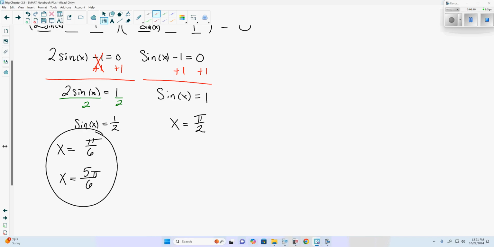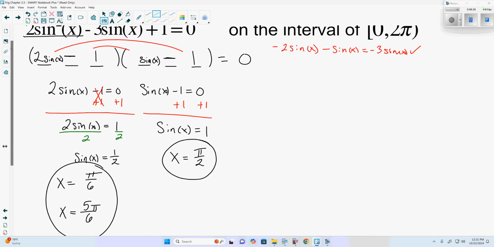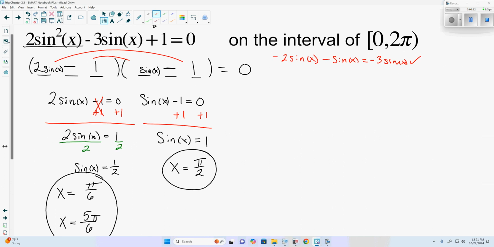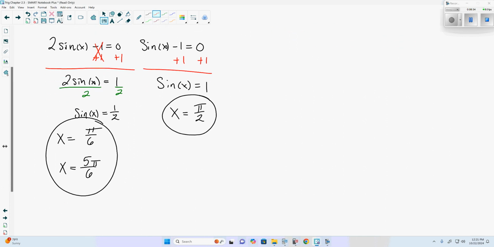Because the other spot is actually not positive 1, but negative 1, 3 pi over 2. So pi over 2 is the only angle that works for this here. Now, one other thing, it did tell us that the interval is 0 to 2 pi, because all that means is that we're just looking between 0 and 2 pi.